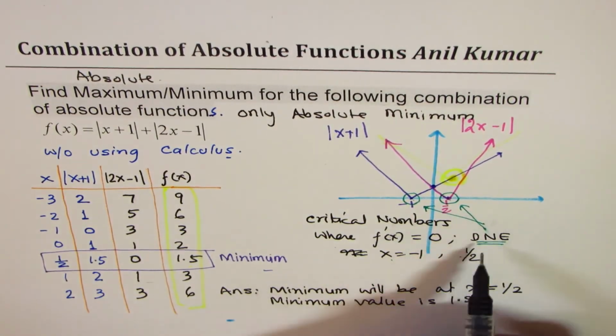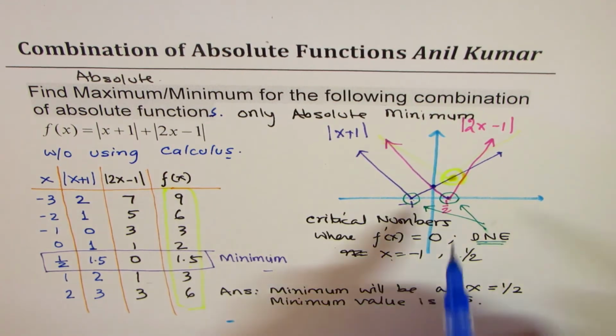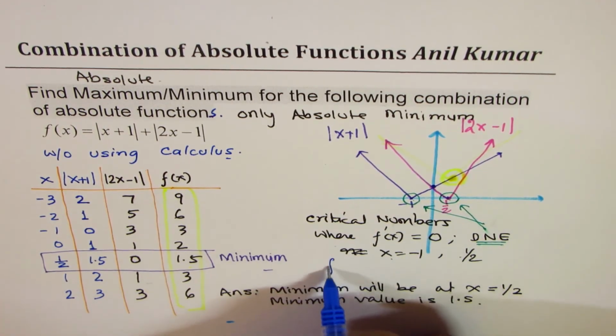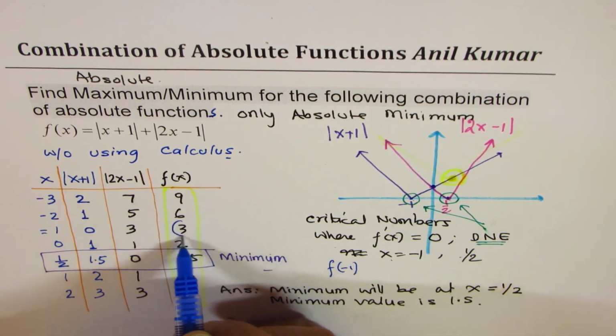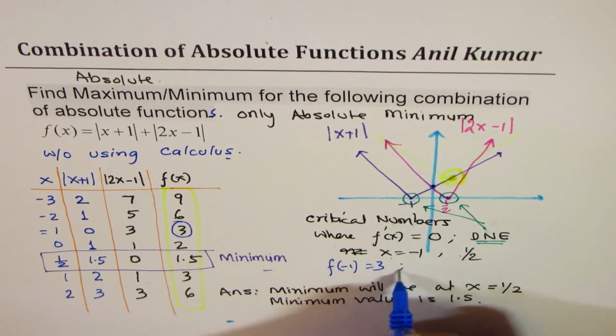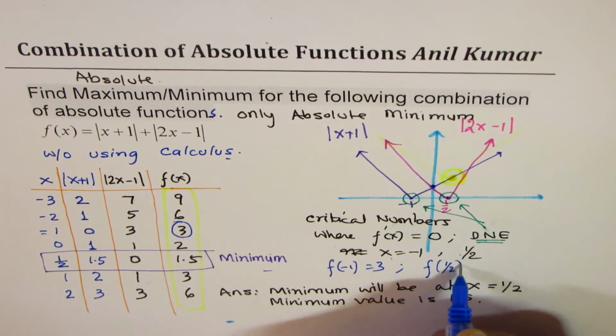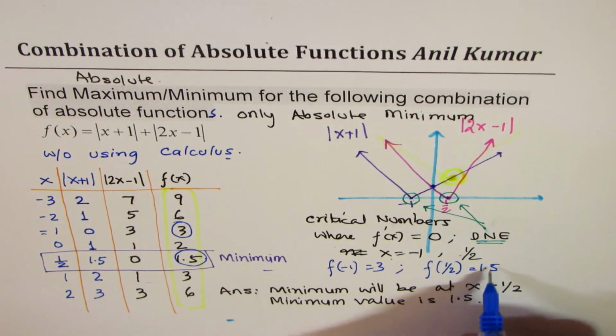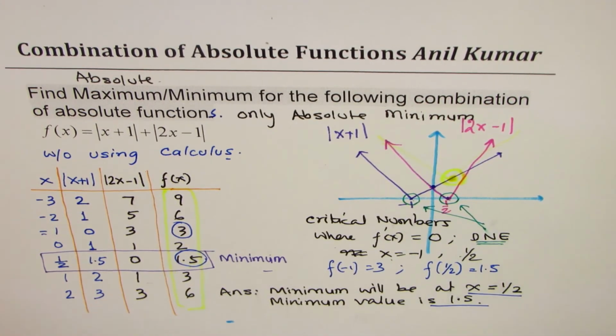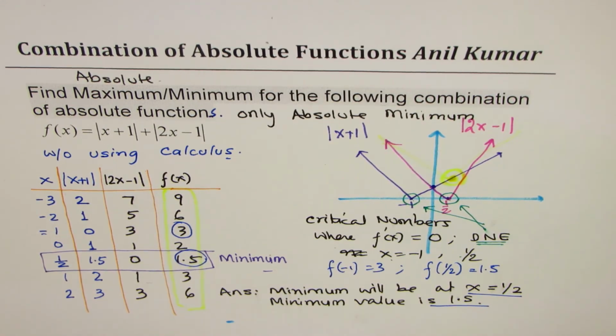Now, to figure out which one is lower, find the value of the function at minus 1. We already found it: it is 3. And also find the value of the function at half, which we got as 1.5, and that gives us the result. Do you see that? So using calculus also, you could get the same result. However, I think this gives you a fairly good idea of how to approach such a question and solve it.